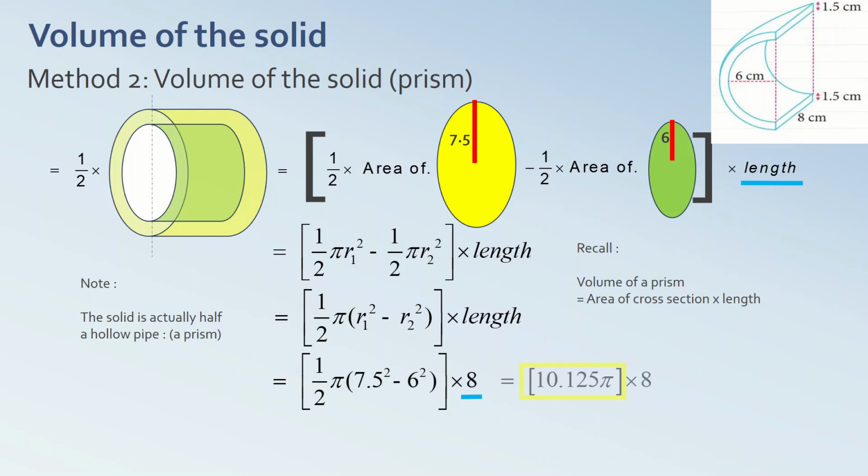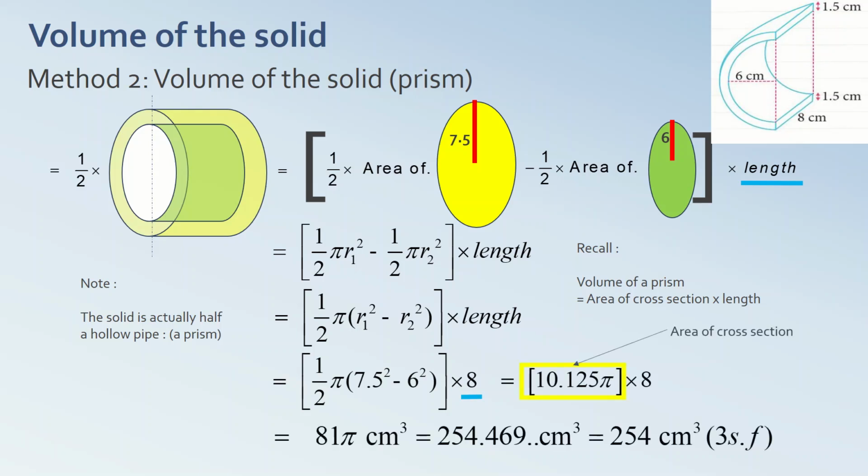The solid is actually half the volume of a hollow pipe. Going ahead with method 2 and approaching the solid as a prism, the prism's cross-sectional area is half a ring, which can be calculated as half the area of the yellow circle minus half the area of the green circle. Substituting the values respectively, we have the area of the cross-section as 10.125 pi cm squared and the volume of the solid as 254 cm cubed to three significant figures.